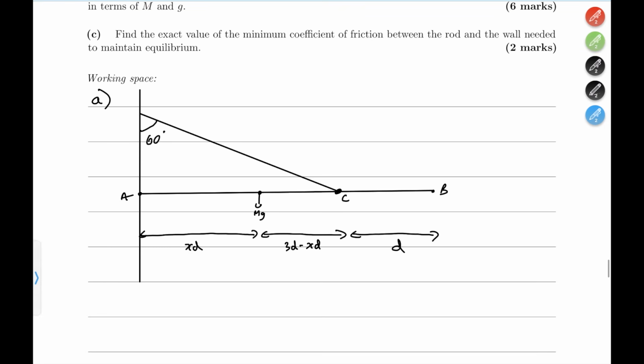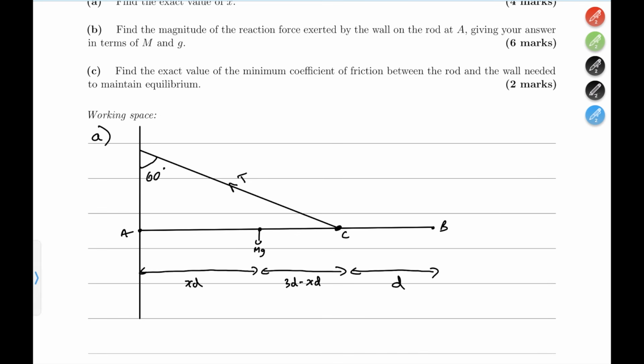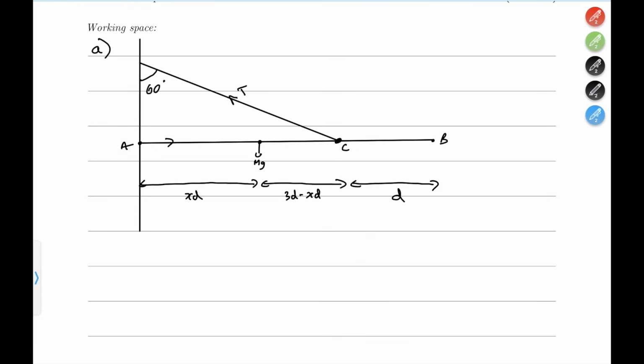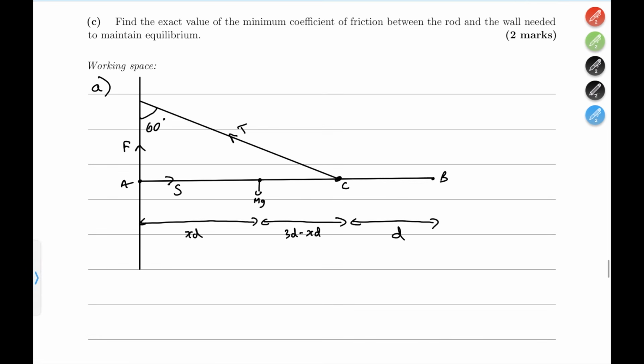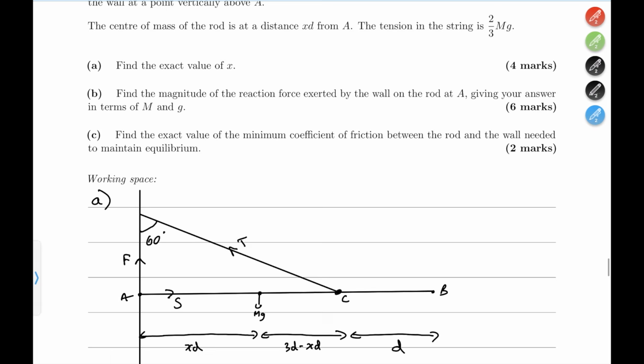And we know there's tension, so tension will be acting this way. And do we know anything else? Well, we have to label our reaction forces. So we know we're going to have one normal reaction force this way. So I will label this S, and I'm going to label this F. Okay, and you can think of F as the friction as well, because if we consider the string, without the string, the rod would obviously fall down. So the friction will be going up. So the string is keeping the rod from going down. So therefore we can say friction will be acting upwards.